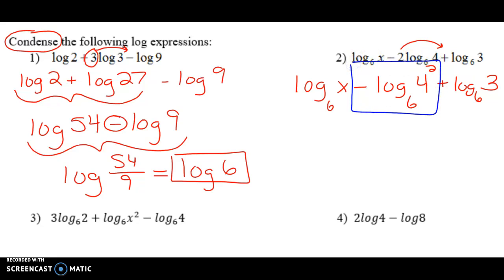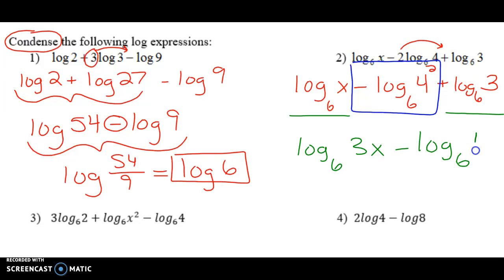The two things that are being multiplied here are log base 6 of x and log base 6 of 3. So I'm going to go ahead and combine those green ones together to be log base 6 of 3x. And then minus log base 6 of, what's 4 squared? 16.